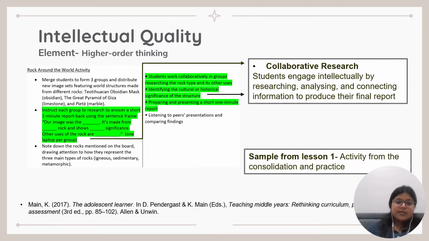The second strategy that supported higher order thinking was collaborative research, which was used in the consolidation and practice part of the lesson through an activity. So students worked in small groups and were given images of world structures that were made from 3 different types of rocks, namely sedimentary, igneous, and metamorphic, but they are not introduced to that at this point. Each group researched the type of rock used, its scientific features, and its cultural or symbolic meaning, then prepared a short presentation to explain their findings.